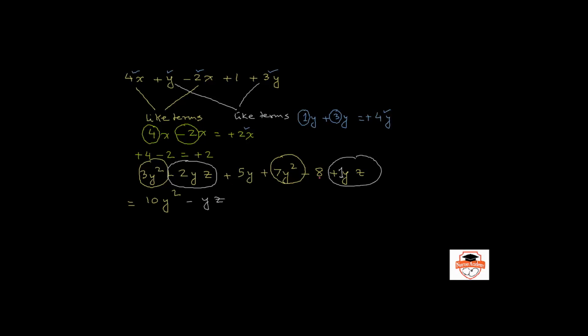There's no other term with a y, so the plus 5y stays the same, plus 5y. And finally, we have a constant number which is negative 8. So the expression simplifies to 10y squared minus yz plus 5y minus 8. So that's all about variables, constants, and expressions. We'll talk about algebraic equations in another video.